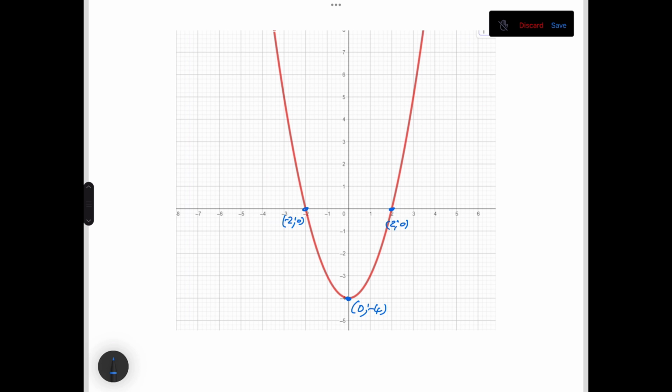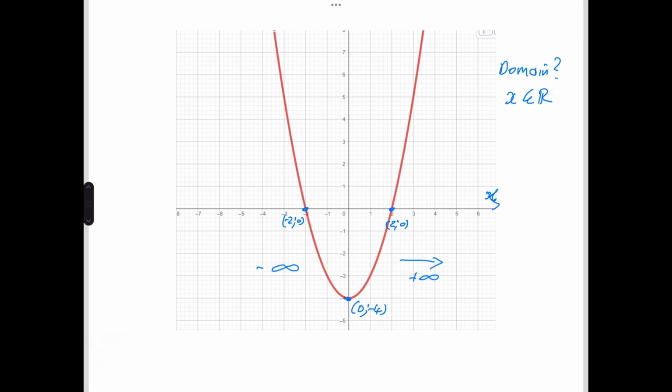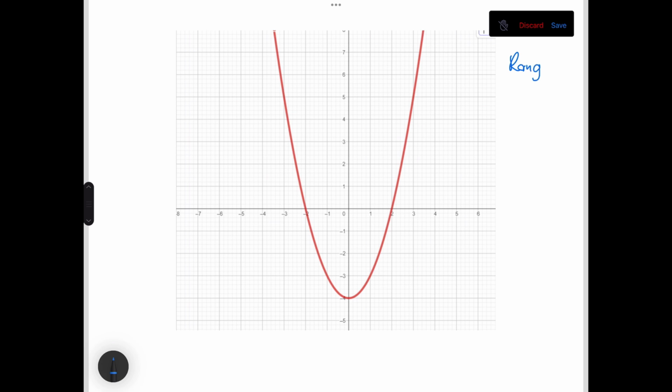Right. Now, let's find the domain here. But now it should be easier for you. We simply know that it's going to increase on the right hand side, all the numbers on the right hand side of the x-axis, and then all the numbers on the left. So it's going to be positive infinity and negative infinity. And we can simply say x is an element of the real numbers because it includes all the positive numbers and all the negative numbers. And there we go. That's easy. Let's go to the range.